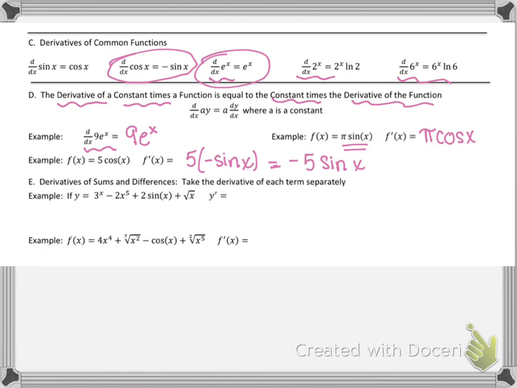Okay, if we're taking the derivative of some sums and differences, so some different terms added or subtracted, we're just going to take the derivative of each term separately.